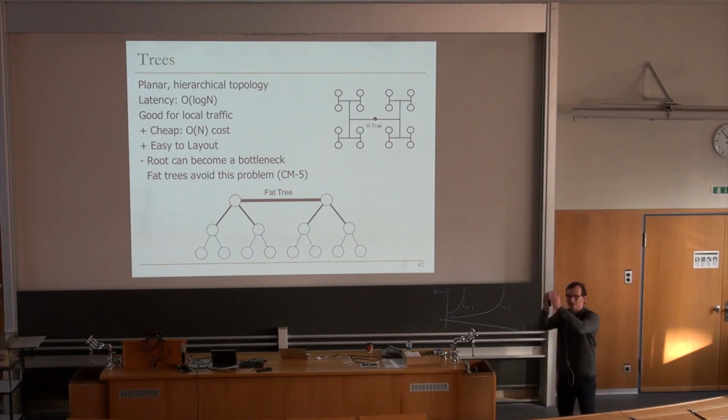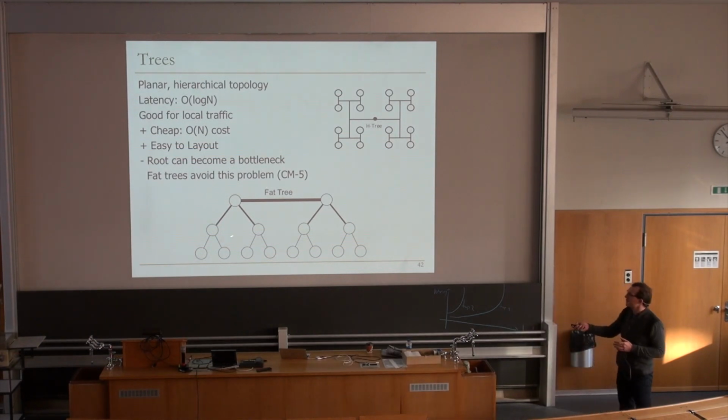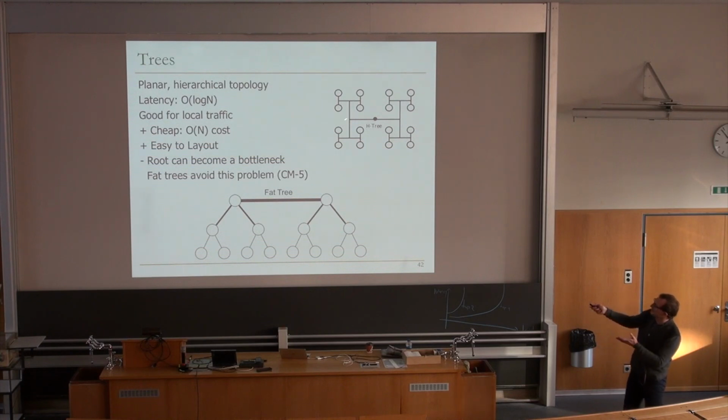Or as you go up, actually, the upper nodes can become a bottleneck. For example, if you're communicating from here to here, and if all nodes here are communicating with all nodes that are here, essentially, the root becomes a bottleneck. The root becomes a bottleneck. You can think of it over here also.